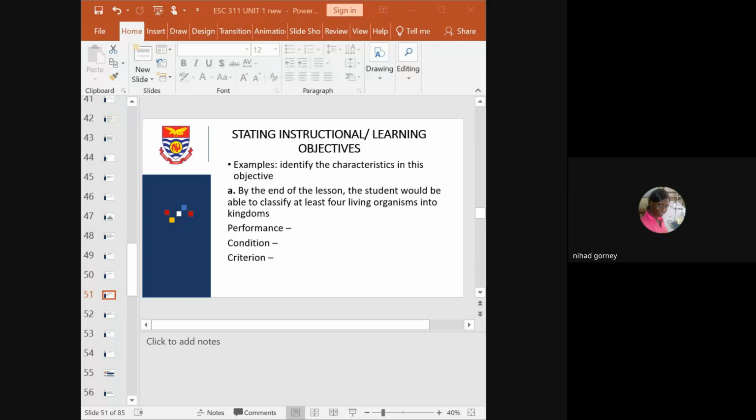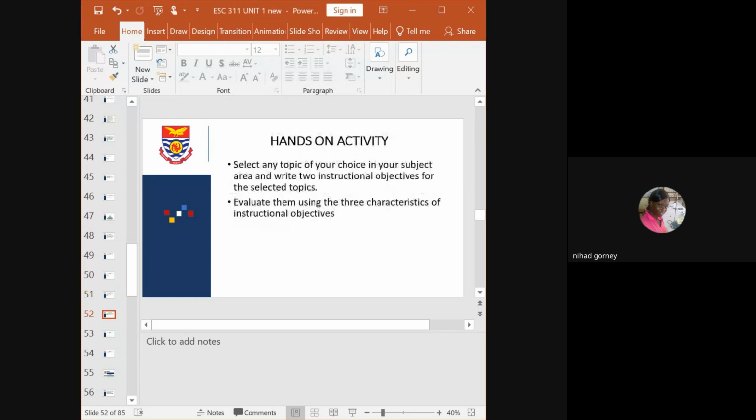Okay, that's fine. So we have that. We have the performance, what they are doing, the condition, and the criteria. So if you have any objective, you are supposed to be able to use this lens to look through it. I believe that sometimes the criterion might not be there depending on the area.